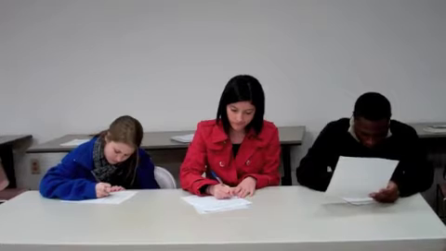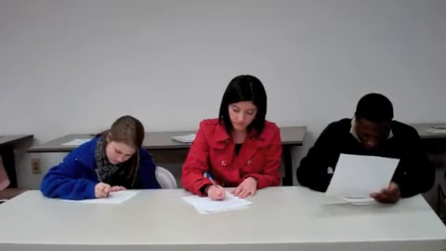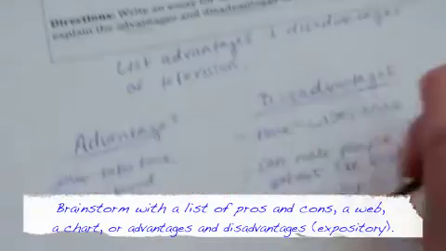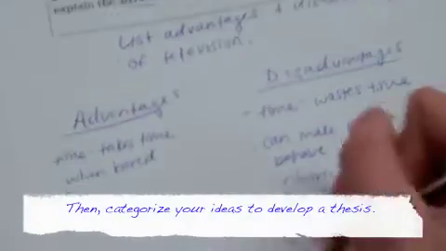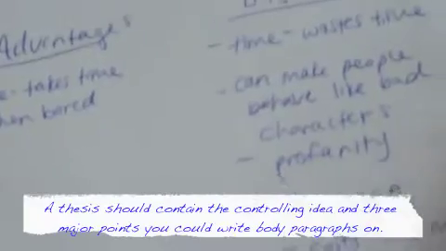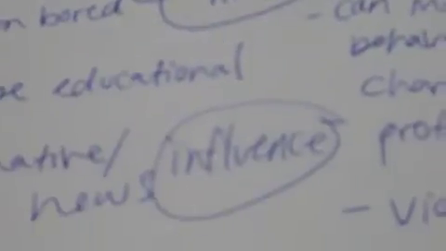Here's an example of what to do. When you brainstorm, use whatever method works for you. A list of pros and cons, a web, a flowchart, or as in this case, a list of advantages and disadvantages. Then, categorize your ideas to develop a thesis. The thesis should contain a controlling idea and 3 major points that you can write body paragraphs on. Make sure your 3 major points are broad enough to develop well.